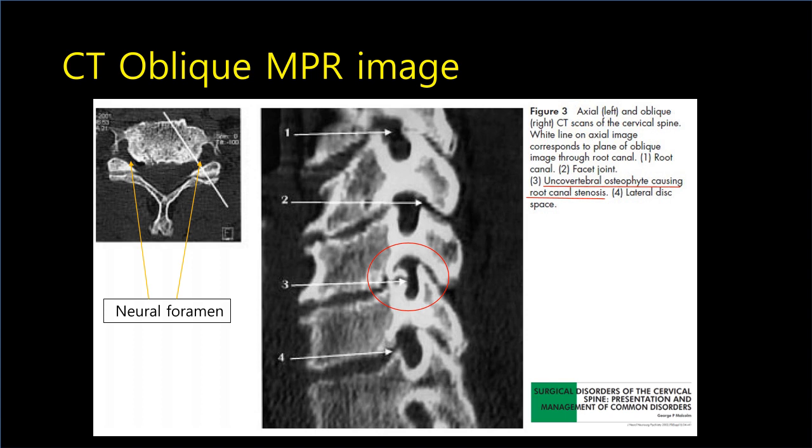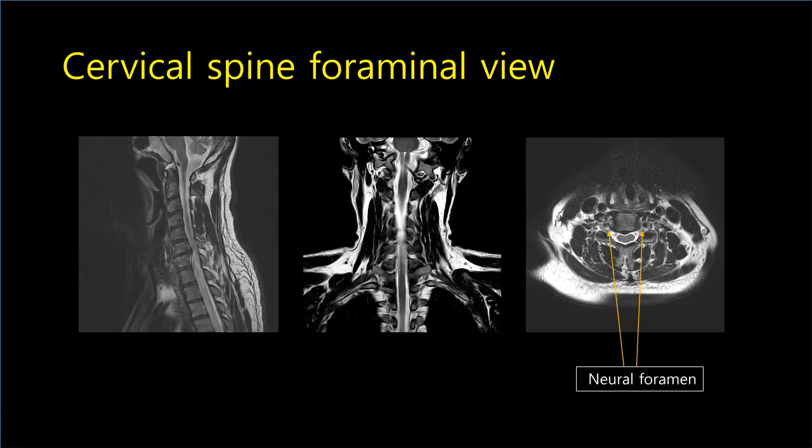In order to see the paired neural foramen of right and left, each scan must be performed separately. In order to show the neural foramen well, the scan should be perpendicular to the direction of the neural foramen. From now on, I will introduce the MRI scan method for viewing the neural foramen.